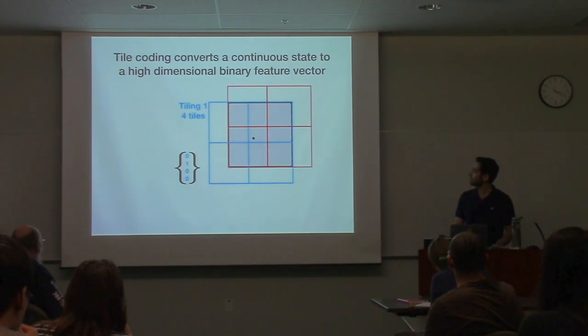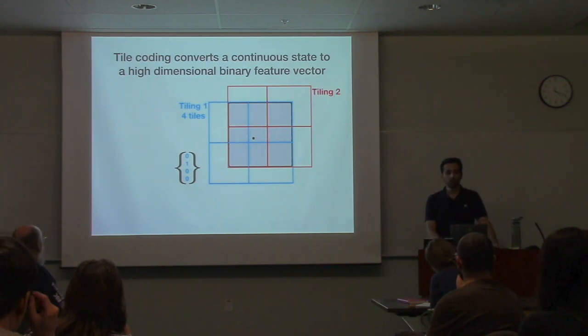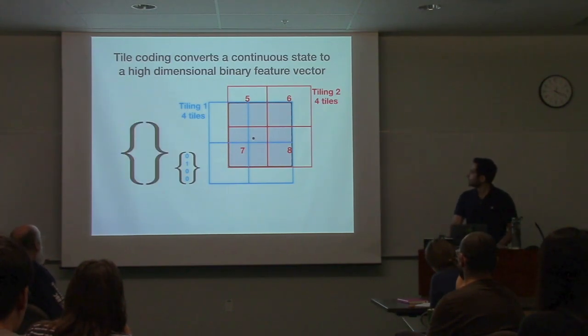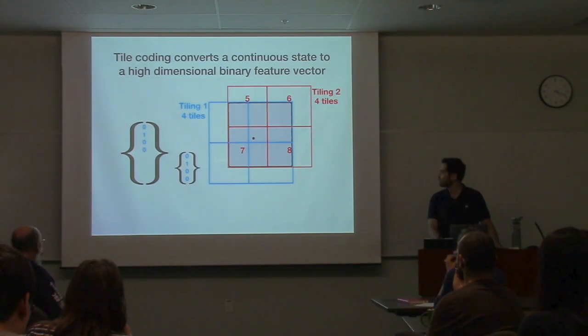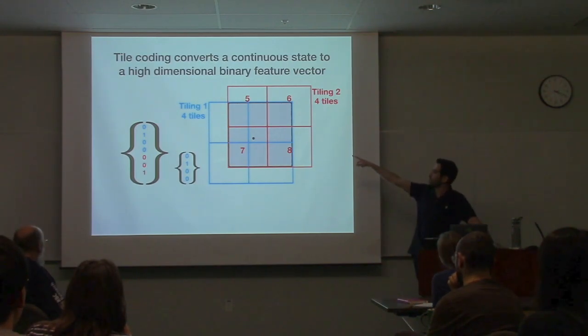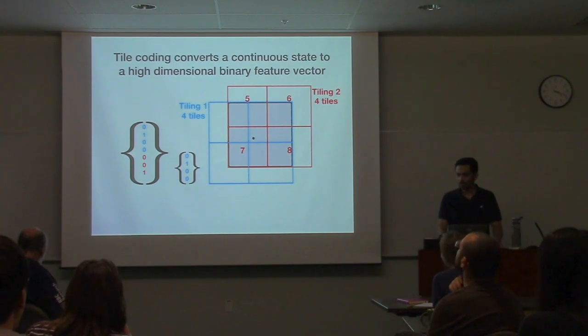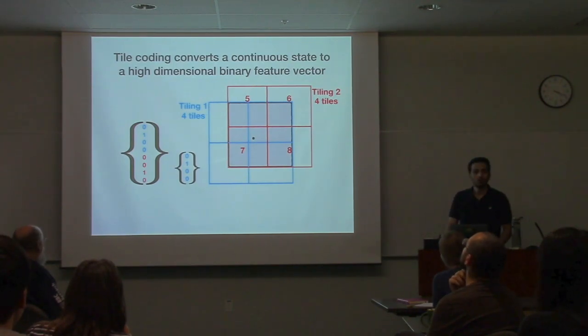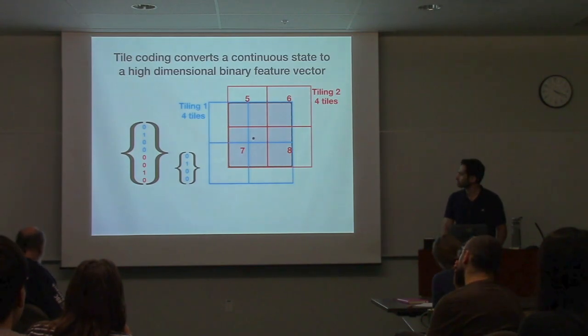So I'm going to go ahead and add another one of those tilings. The red tiling is tiling number 2. I'm going to number that from 5 to 8 now. And I'm going to create a new feature representation. The new feature representation is going to be the old feature representation plus a 0, another 0, a 1 because that state happens to be in the 7th tile now, and another 0. So that's my feature representation. This is the simplest form of tile coding.